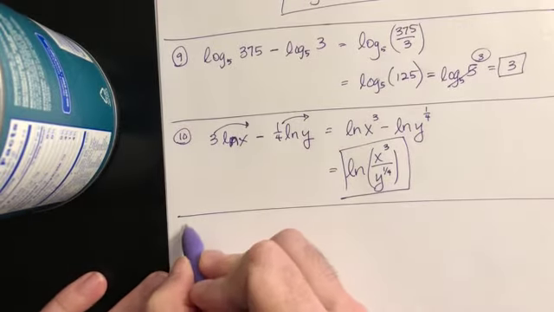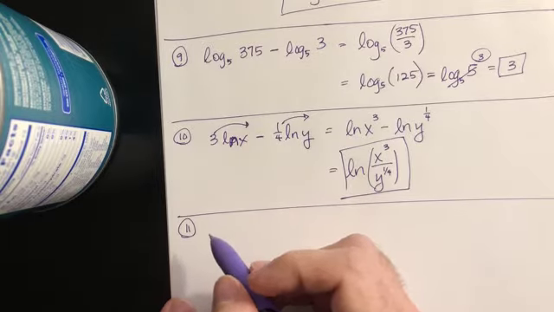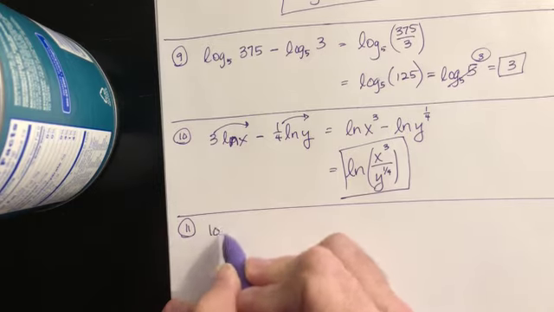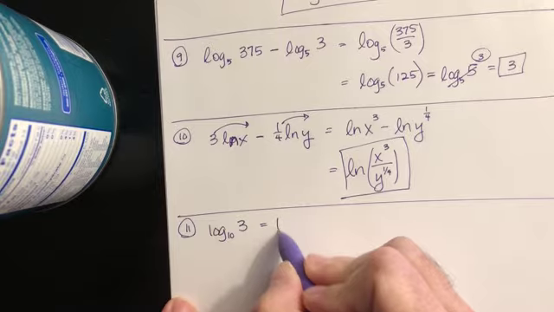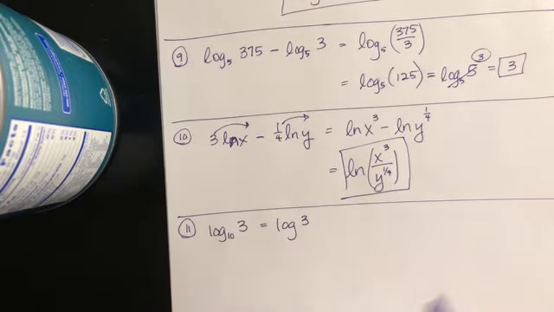Last thing on this sheet, number 11 and 12 deal with something called change of base. So not for number 11 so much. This is log base 10 of 3. Now log base 10 on your calculator just looks like log. So if you're using a calculator, and this isn't a calculator that you typically use.